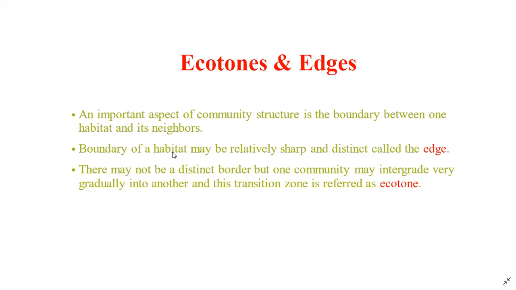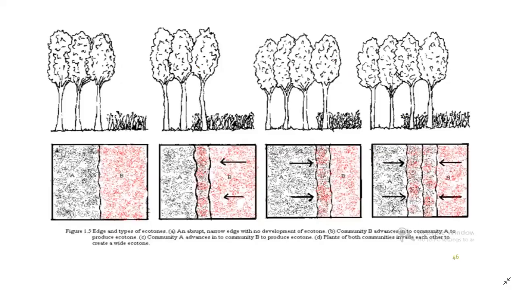Okay, so the boundary of a habitat may be relatively sharp and distinct, and it is called the edge. And there may not be a distinct border, but one community may integrate very gradually into another, and this transition zone is referred to as ecotone. I hope this sounds clear. Now I'll quickly do this example because in the exam this second picture comes. So this is the edge, and here you can see that the tree and the grasses are very nicely separated.